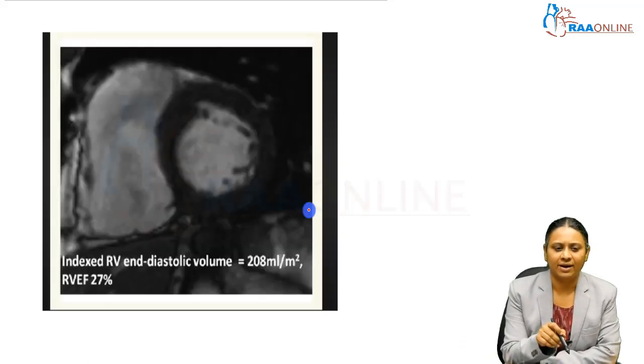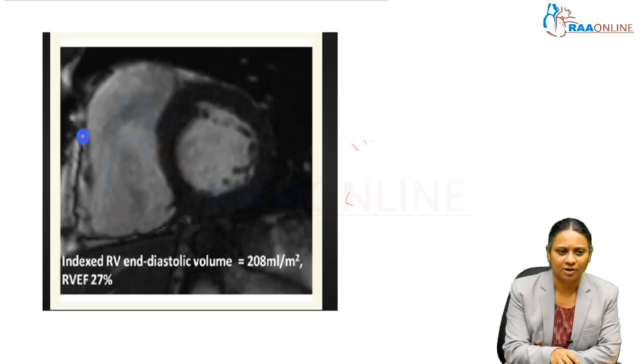So this is MRI indexed right ventricular end diastolic volume of more than 110 in males or more than 100 per meter squared in females. So it is grossly dilated. You can see the free wall thinning here. The free wall of the right ventricle is there.